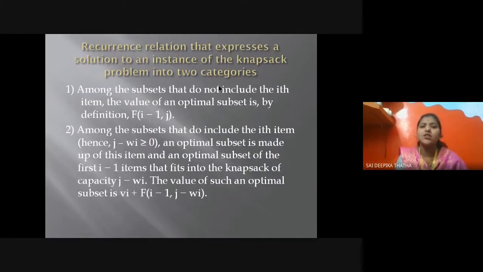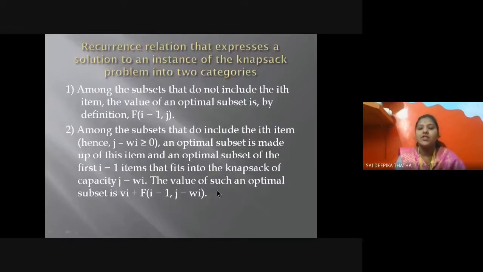And this is the recurrence relation. It expresses the solution of the knapsack problem in two categories. One does not include the ith item, and the other includes the ith item, that is, j minus Wi greater than or equal to 0. Here basically we will look at j minus Wi. Based on this, if it is greater than or equal to 0, one formula should be used to solve the problem. If it is less than 0, the other formula should be used.